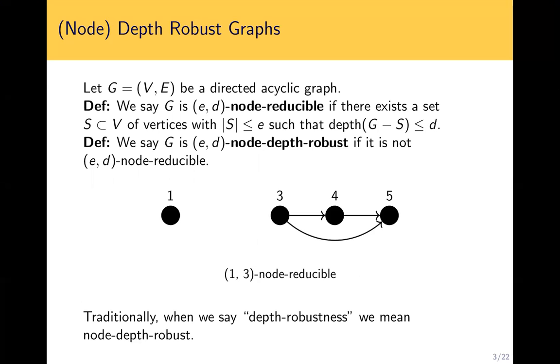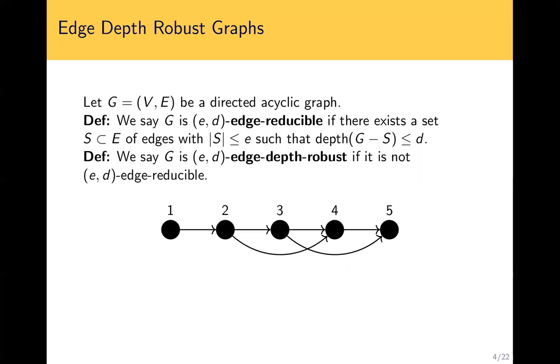Traditionally, when we say depth robustness without qualifying it, we mean node depth robustness. But in this talk, we'll be talking about both edge and node depth robustness, so I will tend to qualify it. Analogously, we can define edge depth robust graphs, or edge reducible graphs, where we remove a set of edges instead of nodes. Here again, we have this graph, and we can remove the edge from 1 to 2, and we see that if we remove one edge, then the depth of the remaining graph would be 4. So this graph would be (1,4) edge reducible.